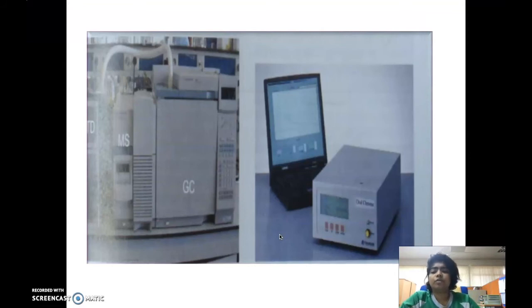Gas chromatography is considered the gold standard of measuring oral malodor. This device can analyze air, saliva, and crevicular fluid for volatile components. As you can see on this page, there are GC, MS and TD. GC is gas chromatography. Gas chromatography does not work alone. It includes TD and MS.